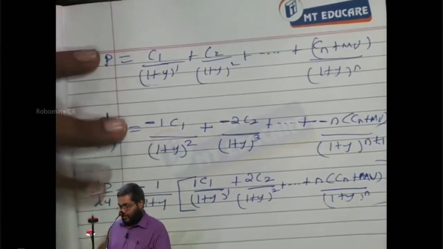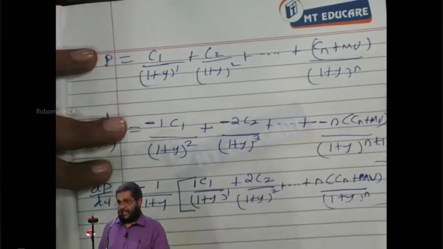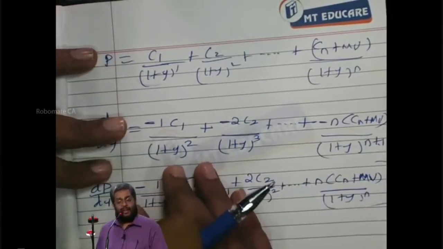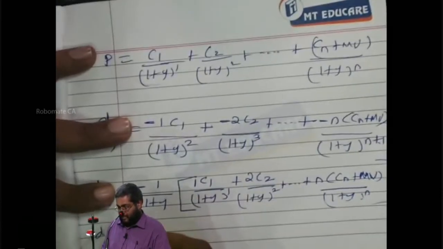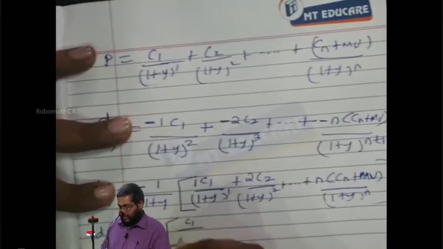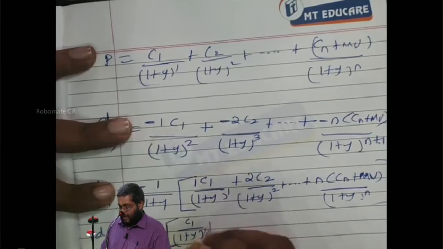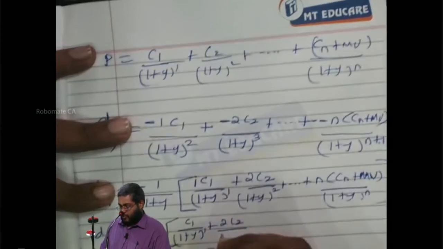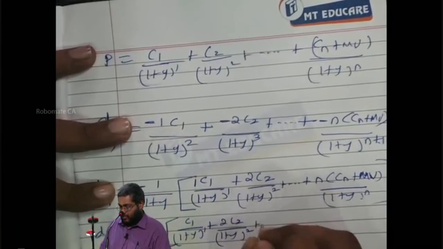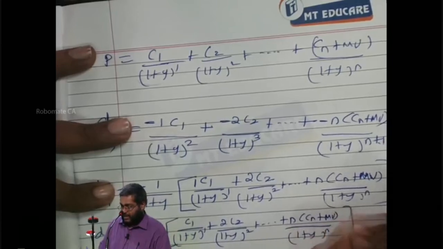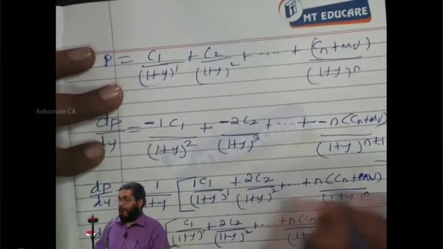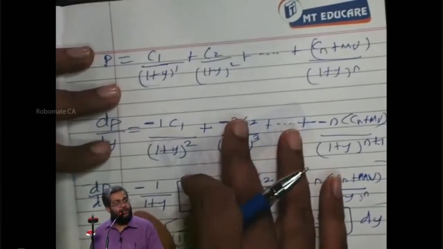Now what I do is I bring the dy to that side. Can I put it or not? Now, if I take that side, can I say it like this? dp is equal to the same thing, minus 1 by 1 plus y into c1 by 1 plus y power 1 plus 2c2 by 1 plus y power 2, up to ncn plus maturity value divided by 1 plus y power n, into dy. I bring the dy, that's it. Everybody respond yes or no?